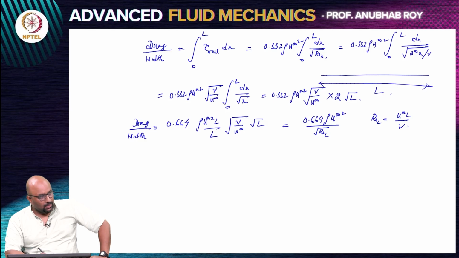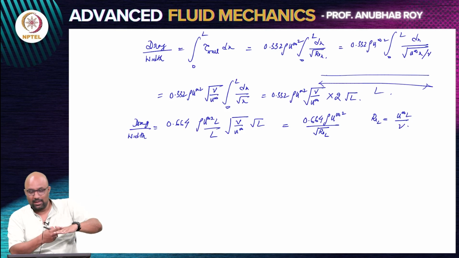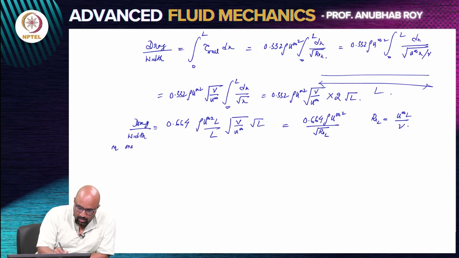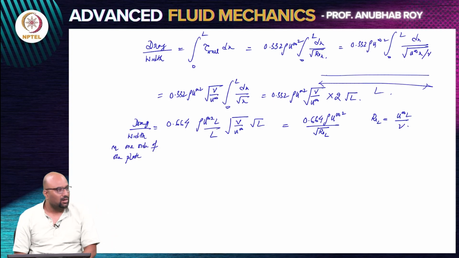Now, there is one assumption we have made in the drag calculation: this is the drag on one side of the plate. If you think of your hand as a flat plate and you put it in front of a fan, there is wind that is blowing over your palm and also under your palm. So, the drag force that you would experience would be double of this value. So, this is drag per unit width on one side of the plate. If there is flow on both sides, you have to take twice this particular value.